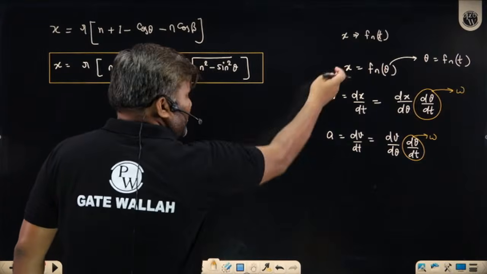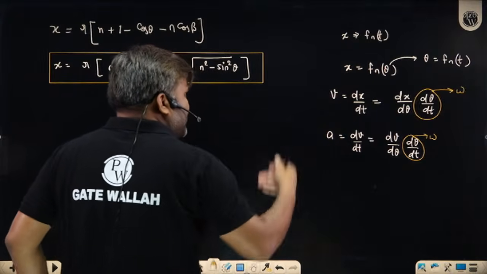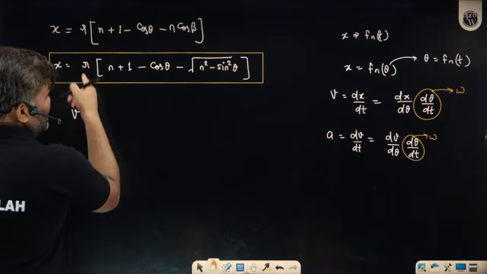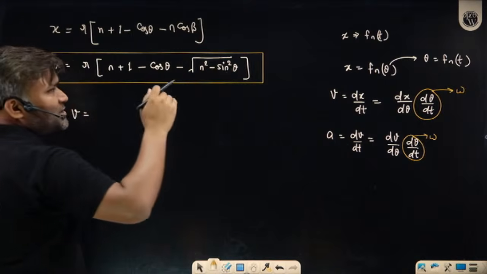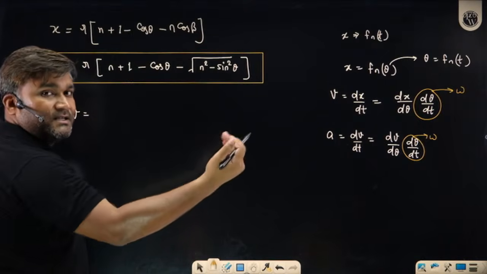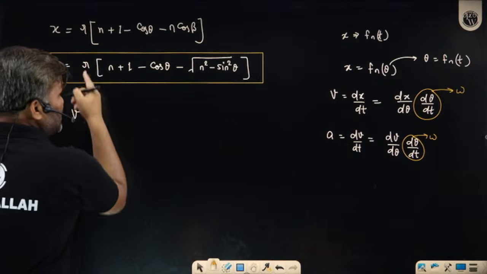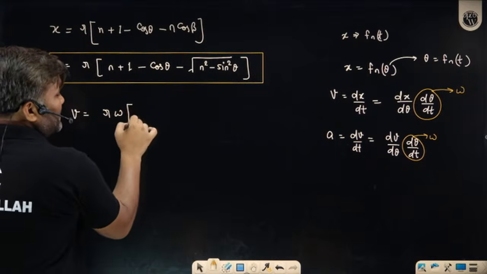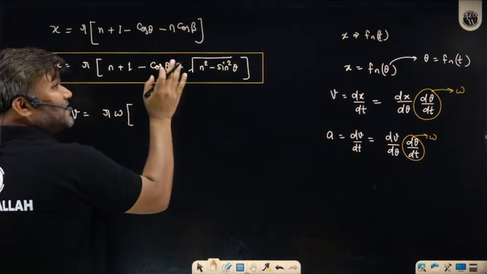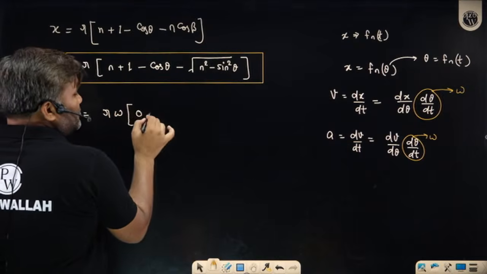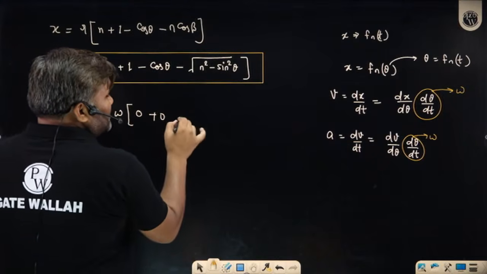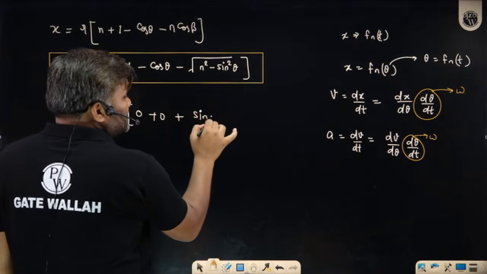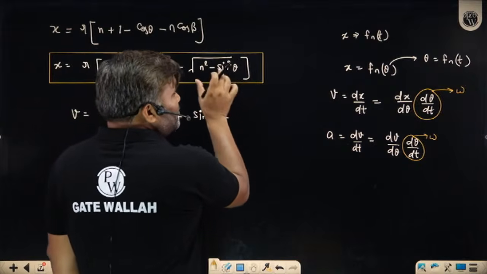So that's how we are going to find out x. We have velocity, and acceleration I can write. What will be the velocity? Velocity will be dx by d theta, so differentiate this entire term with respect to theta and multiply by d theta by dt. D theta by dt is omega, so one omega comes into the picture. We have r omega, and inside the bracket, whatever we have, differentiate with respect to theta. With respect to theta, n is constant, so 0, 1 is constant, so 0, minus cos theta becomes minus minus sin theta, so plus sin theta. Minus, inside the under root we have some theta terms.